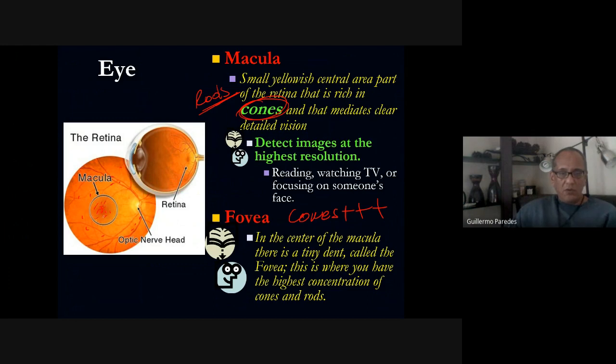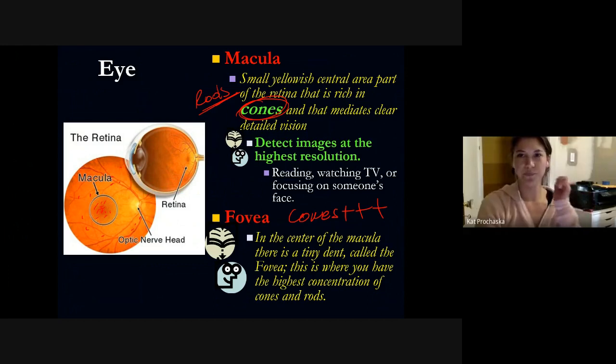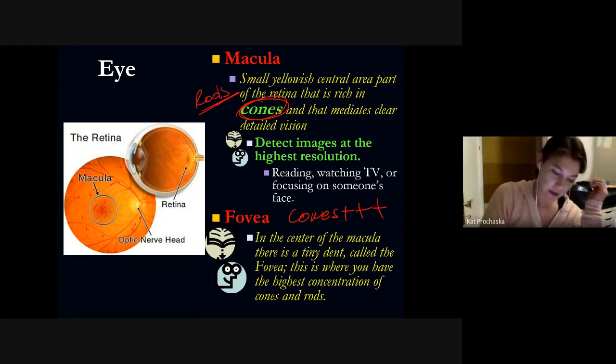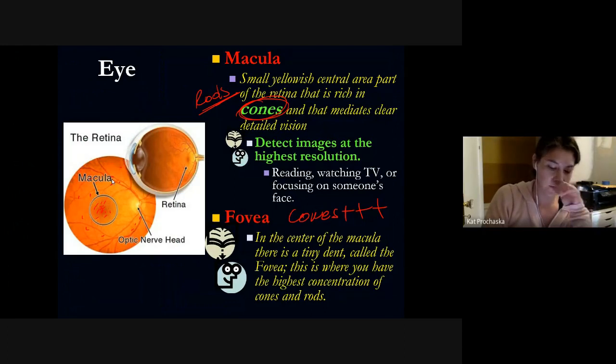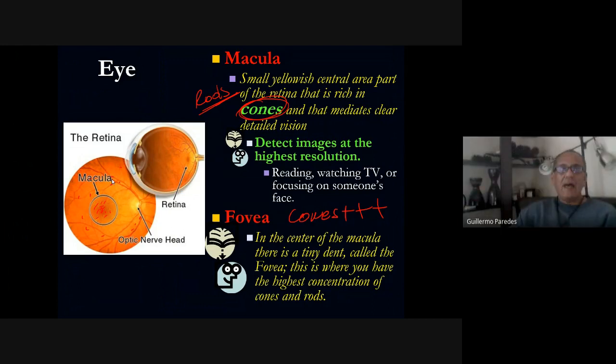Much more concentrated. We okay with that? Is there anything that repairs the cones? It's a good question. The answer is no. And then, if you're colorblind, does that mean that you have a lower number of cones? No, not really. That's a very good question.